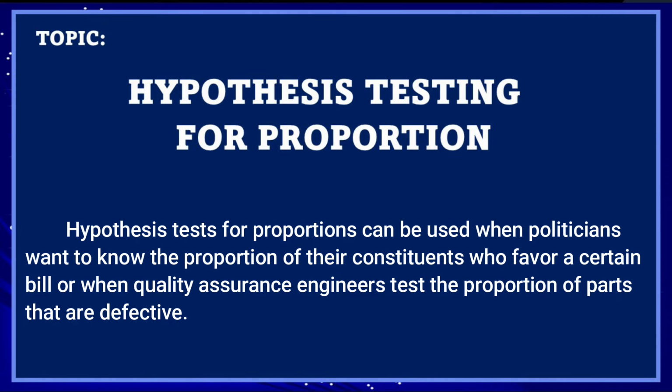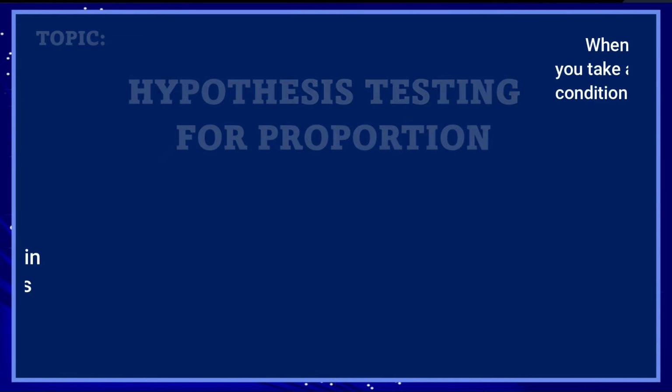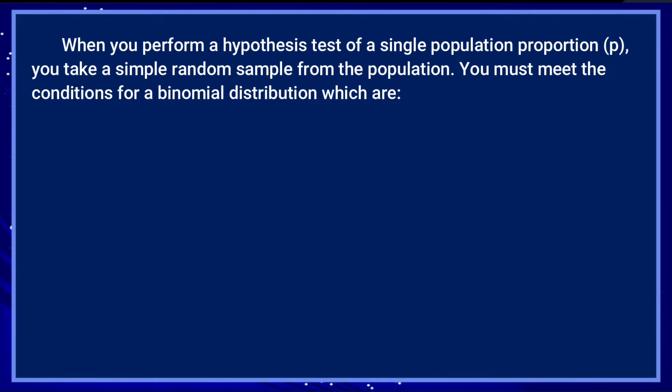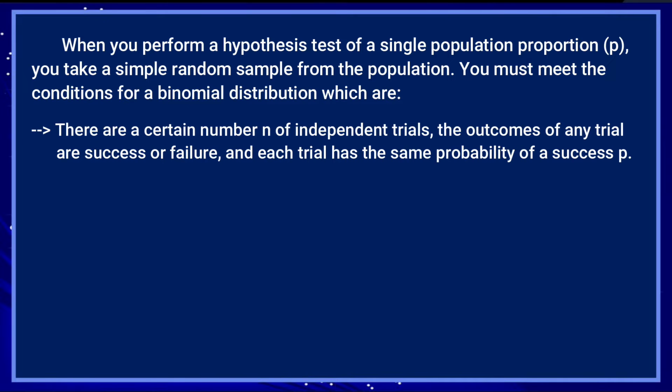Hypothesis tests for proportions can be used when politicians want to know the proportion of their constituents who favor a certain bill, or when quality assurance engineers test the proportion of parts that are defective. When you perform a hypothesis test of a single population proportion, you take a simple random sample from the population. You must meet the conditions for a binomial distribution, which are: there are a certain number of independent trials, the outcome of any trial is success or failure, and each trial has the same probability of success, p.